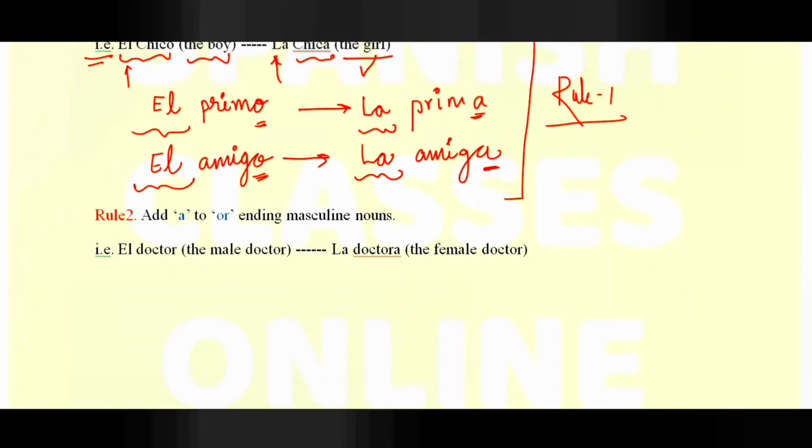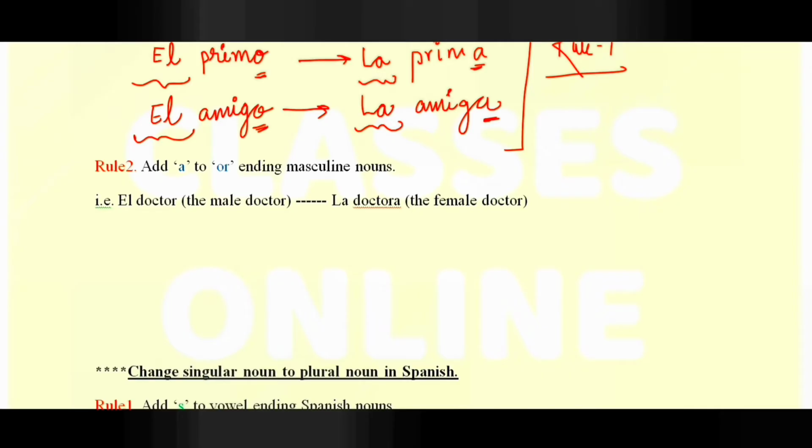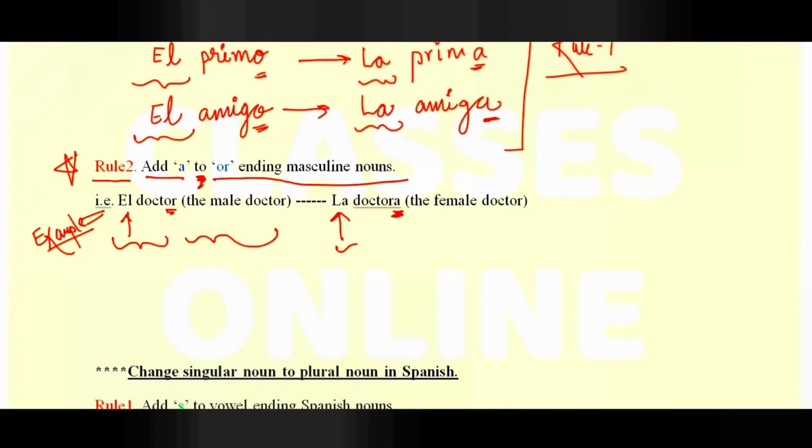See, rule number 2, and we are going to change any masculine noun to feminine noun. If any noun is ending with OR, we have to add A in that noun. Let's see the example. First example is El Doctor, OR ending noun. El, the masculine article, becomes La, the feminine article, and add A. El Doctor becomes La Doctora, male doctor to female doctor.